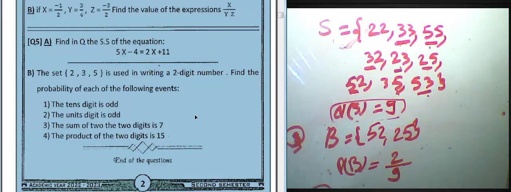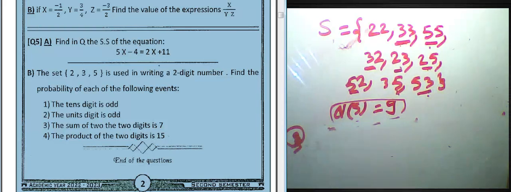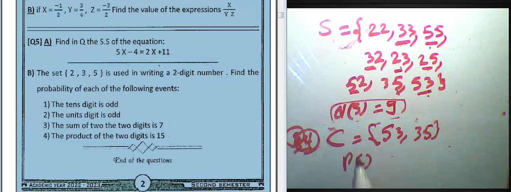And question number 4, the product of two digits is 15. The numbers are 53 and 35. The probability of C will be equal to 2 over 9, because 5 times 3 equals 15 and 3 times 5 equals 15.